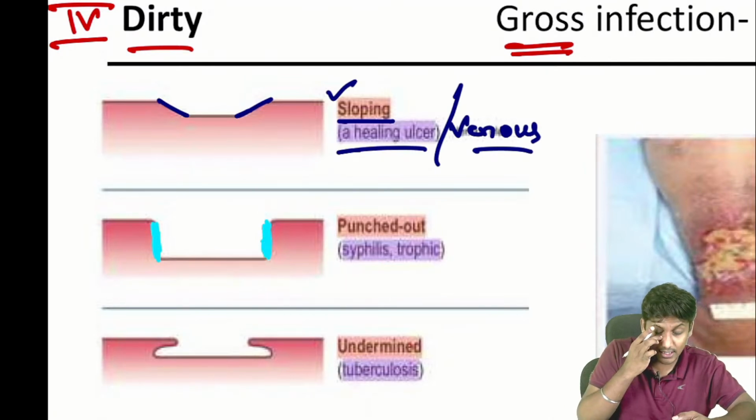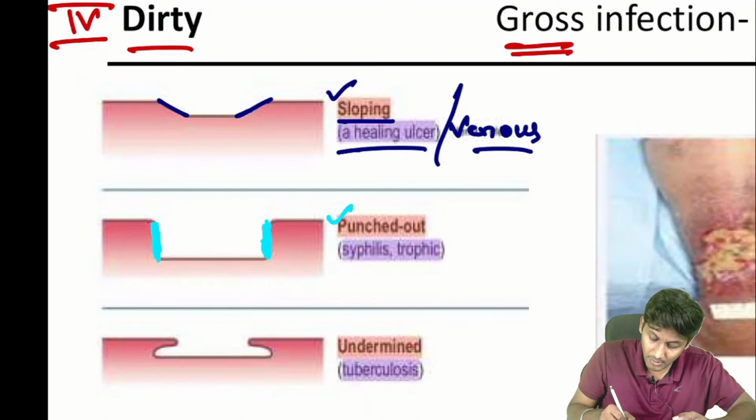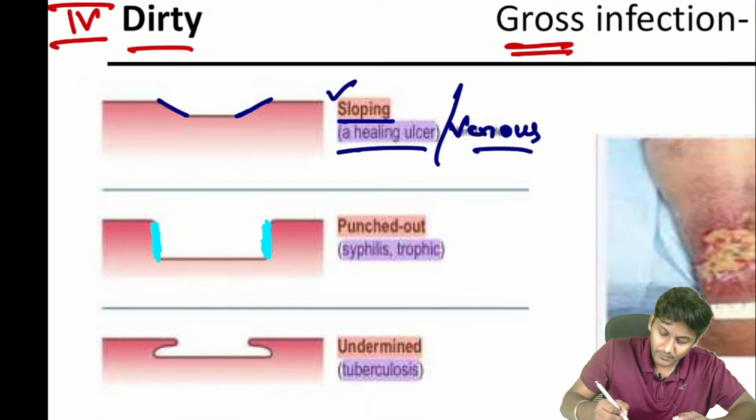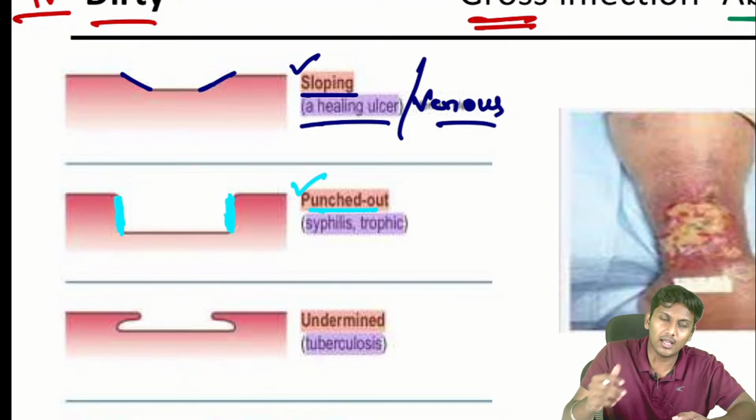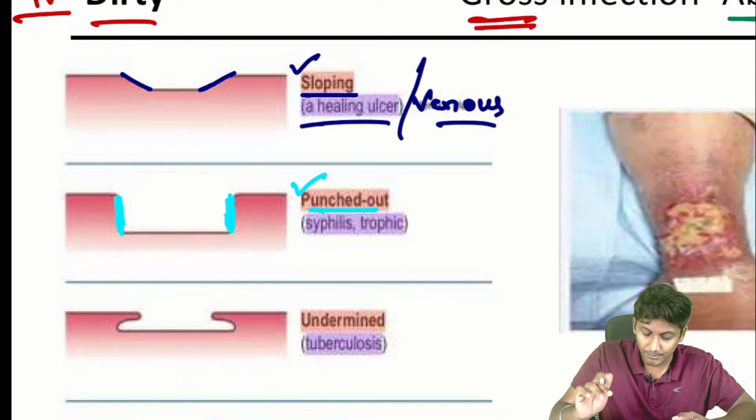They are usually seen in three types of ulcer. The first one that you have to remember is the syphilitic ulcer. I hope all of you are quite aware that syphilitic ulcers are painless genital ulcers which will develop. Those have punched out margins.